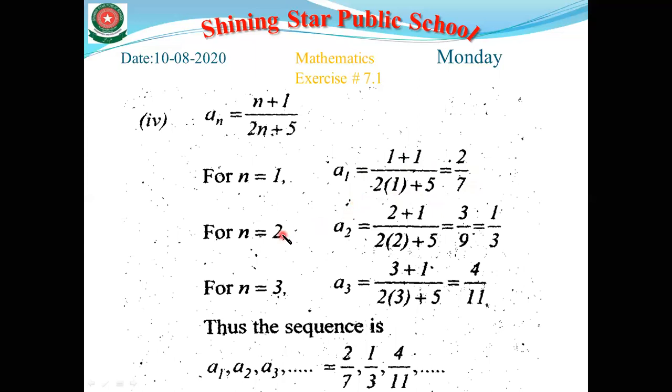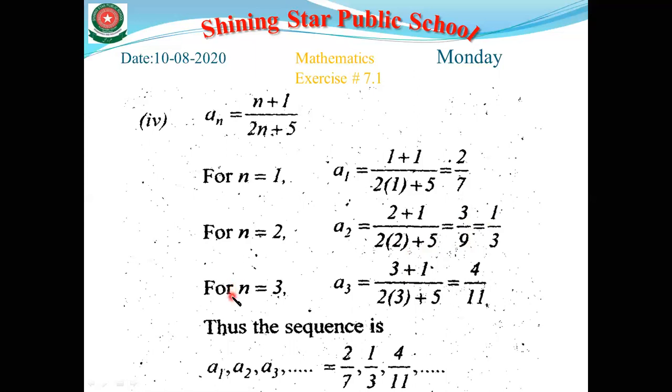For the next term, we put n equal to 2. So when we put n equals to 2, it becomes a2 equal to 2 plus 1, 3, over 2 multiplied by 2, 4 plus 5, 9. So 3 over 9. Now we cancel with the help of 3. 3 goes into 3 once, and 3 goes into 9 three times. So 1 over 3 is your required answer.